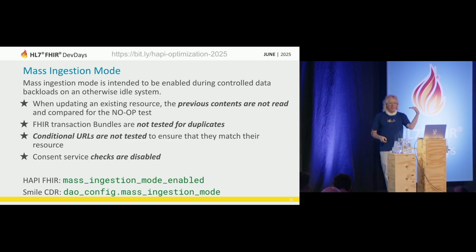There's a bunch of specific checks that we disable for mass ingestion mode, and really the intent here is you would turn this feature on if you know that you are the only one loading data into the system and you're doing it in a controlled way where it's going to be loaded consistently, nobody else is messing with the system while you do it. In that type of scenario, we can turn off a bunch of the runtime checks we do, and that certainly speeds things up a fair bit.